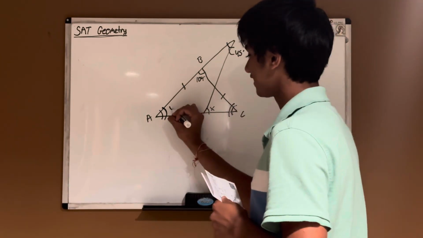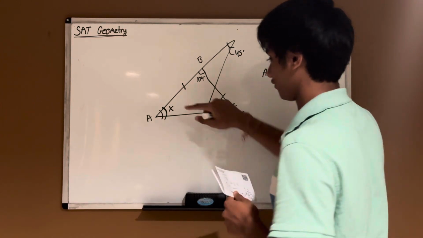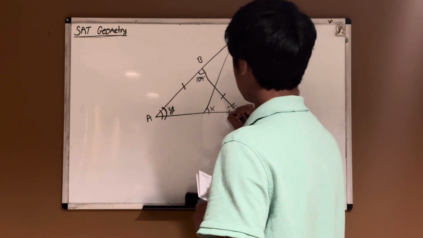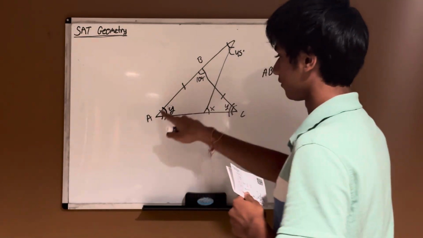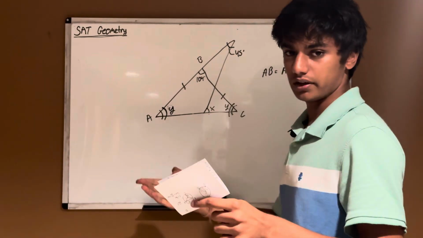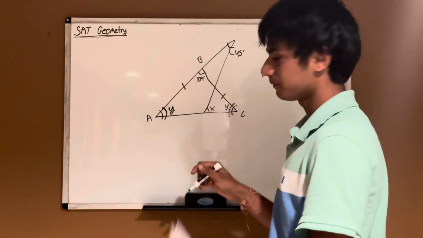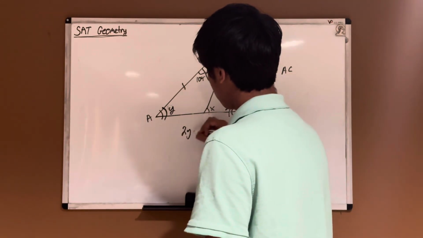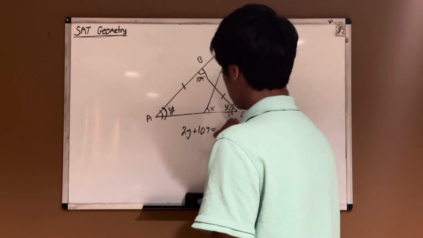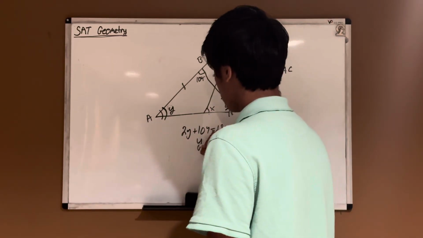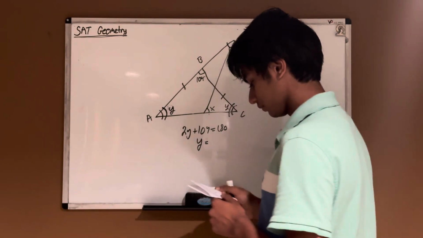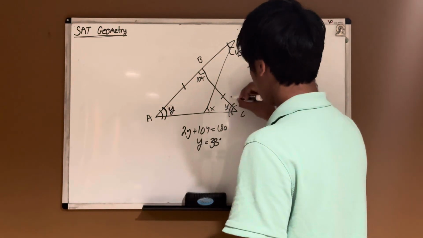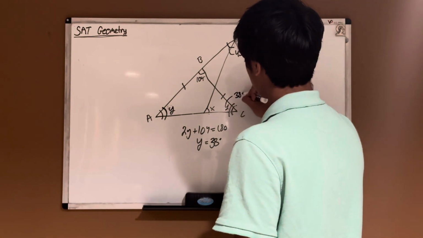So let's call this one x, right? This is also x. Actually, don't call it x because we already have an x. Let's call this y. This is also y. And so we can see there's a triangle here being made. We know the sum of the angles in the triangle is 180. So y plus y plus 104 has to equal 180. And so now if we solve for y, what we get is y is equal to 38 degrees. So this y here is 38 degrees.